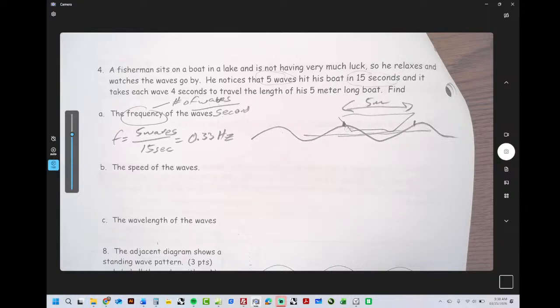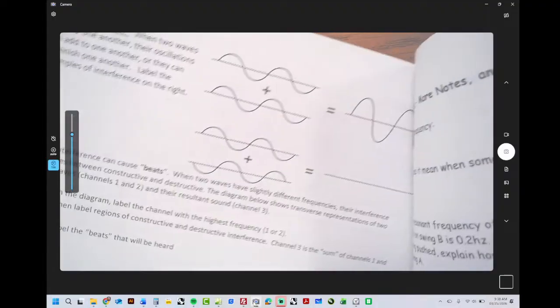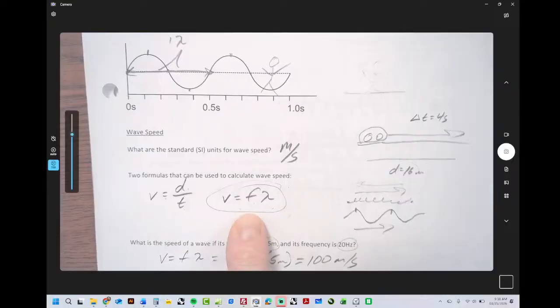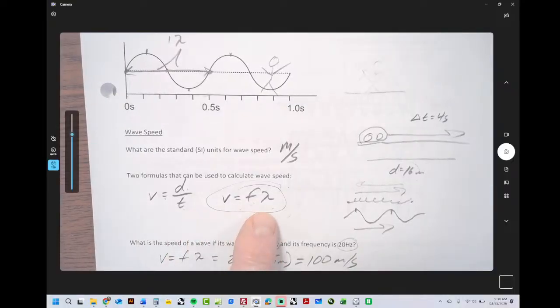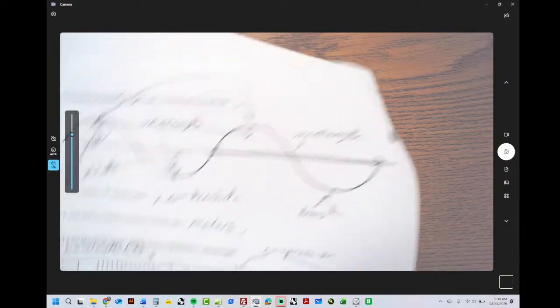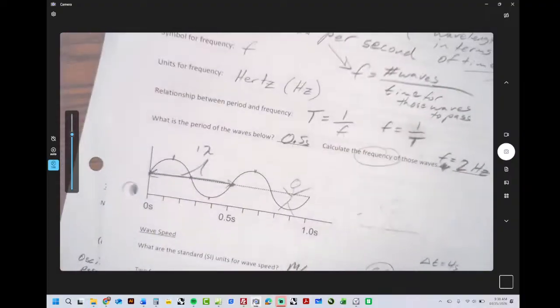All right. Landon, you've been chosen again. The 2 speed formulas are frequency times the wavelength. Do we know the wavelength? No, it doesn't tell you the wavelength. In fact, that's the next question. So we would use the distance over time. Yeah, so we've got to use that one. We will use the frequency times wavelength formula in just a second.